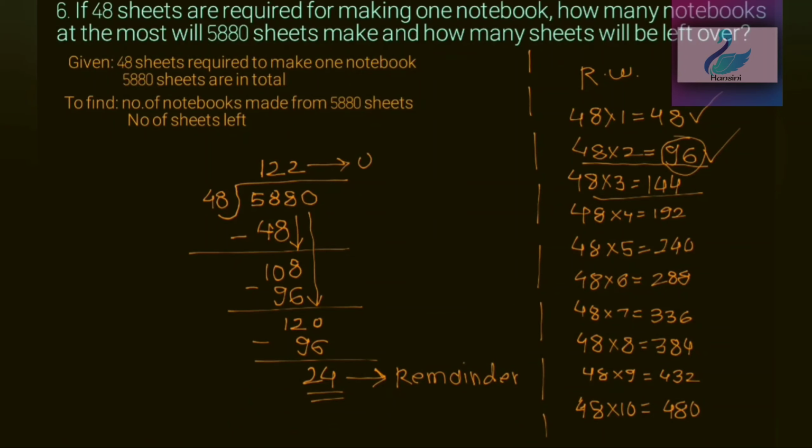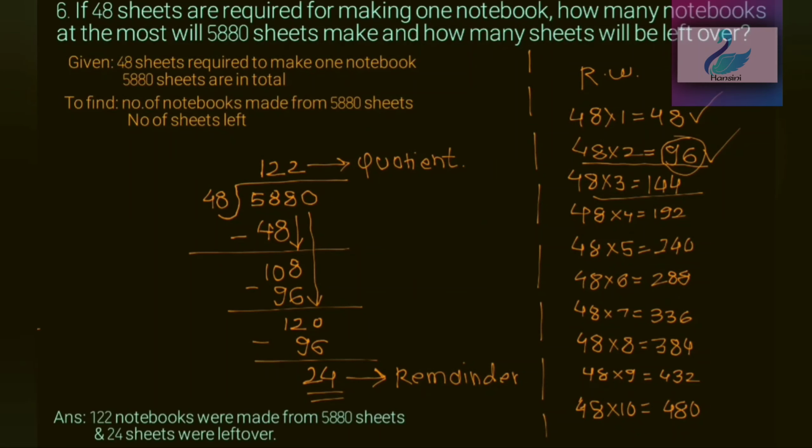So now we will write the final answer. 122 notebooks were made, that is the quotient, which is done. 122 notebooks were made from 5880 sheets and 24 sheets were left.